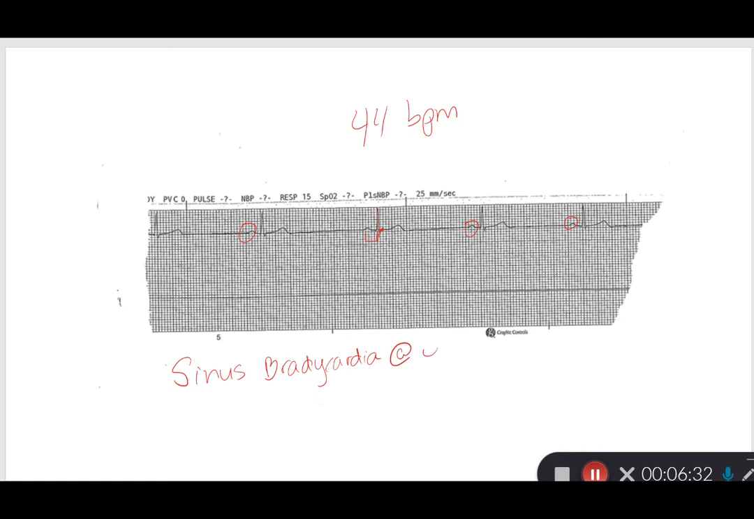Sinus bradycardia at 44 beats per minute. And there's nothing else really about this rhythm that's screaming anything, so we're just going to leave the title as that.